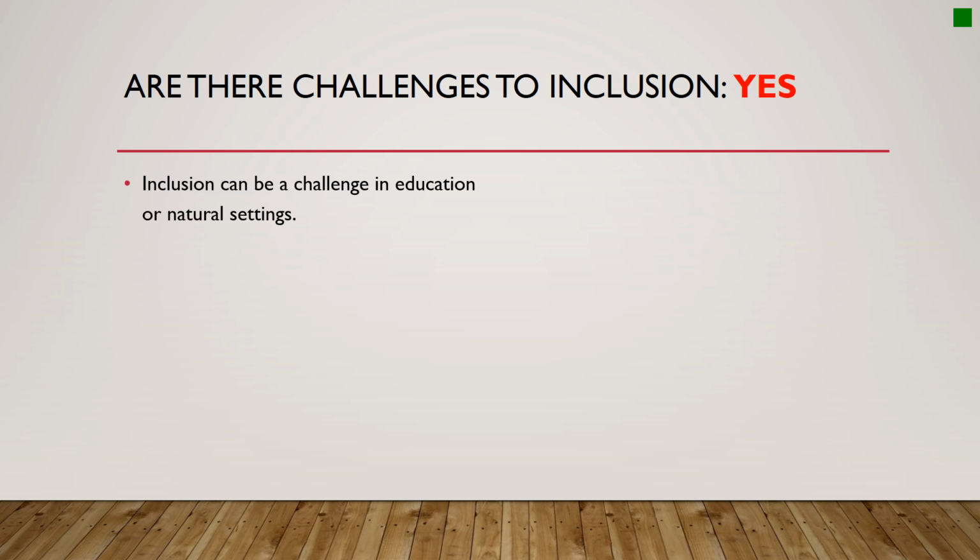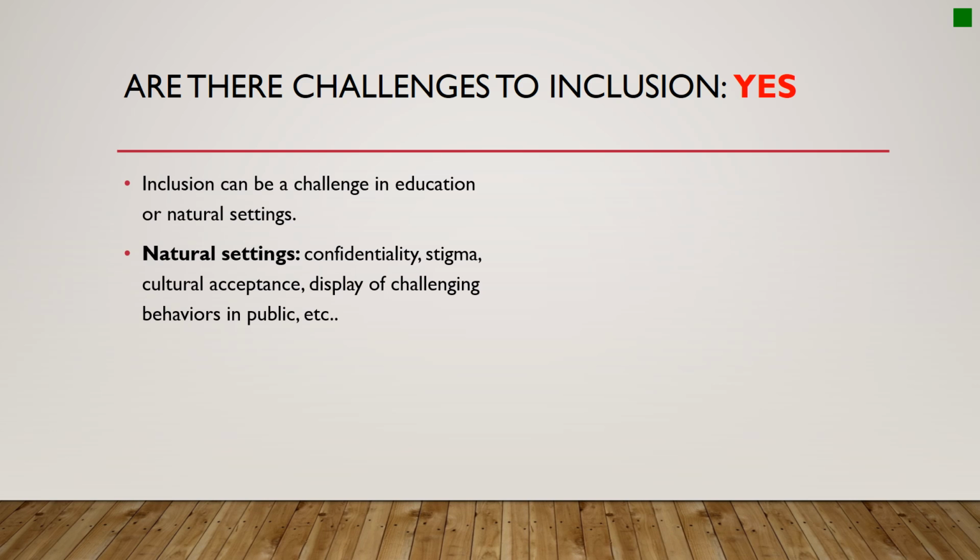But addressing that natural settings piece, we really see some of these challenges in my work as a Part C early intervention provider, that these natural settings can come with their own issues around confidentiality, stigma, cultural acceptance, display of challenging behaviors in public, etc. So a way that this comes up for me is as a provider, when a family comes to me, they often have challenges with the public display of behaviors. So something that families will struggle with is being able to run errands or go to the grocery store and things like this. And that's because of that stigma and all of these different factors.